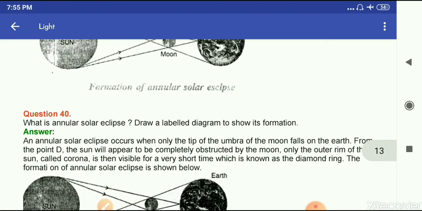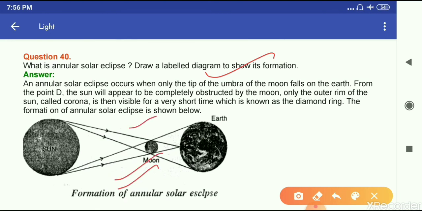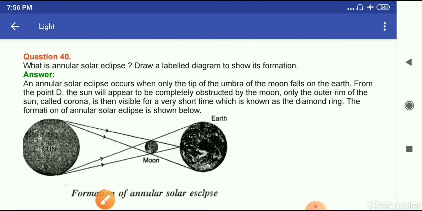Now, question number 40. What is annular solar eclipse? Draw a labelled diagram to show its formation. Annular solar eclipse occurs when only the tip of the umbra of the moon falls on the earth from the point D. The sun will appear to be completely obstructed by the moon. Only the outer rim of the sun, called corona, is then visible for a very short time, which is known as the diamond ring, and the formation of annular solar eclipse is shown below. This is your diagram, and also you can draw the diagram from your book.